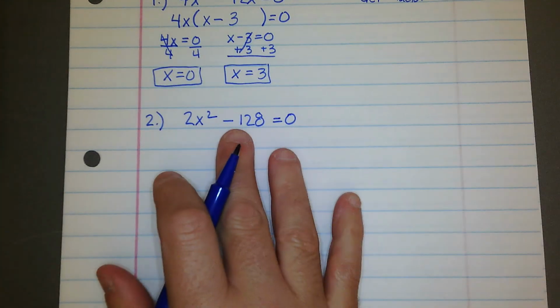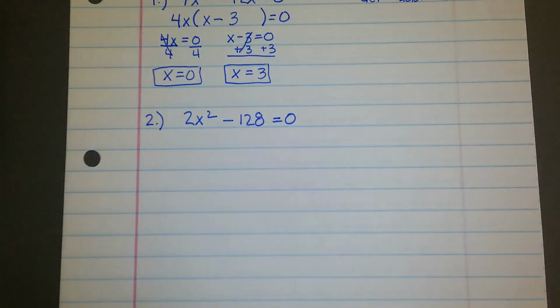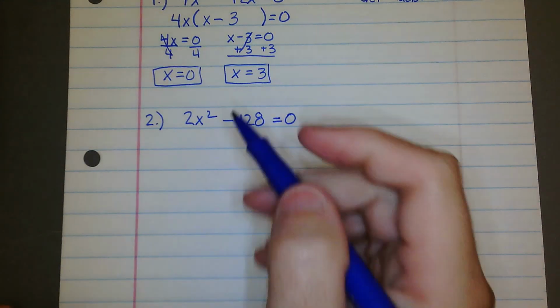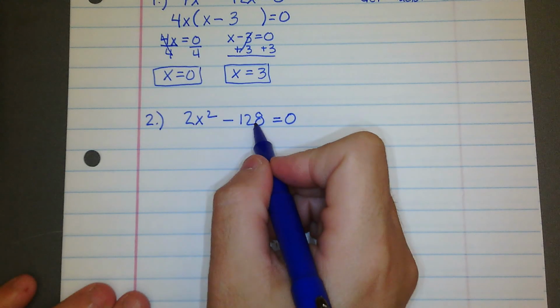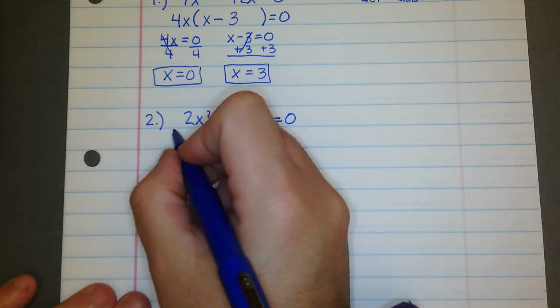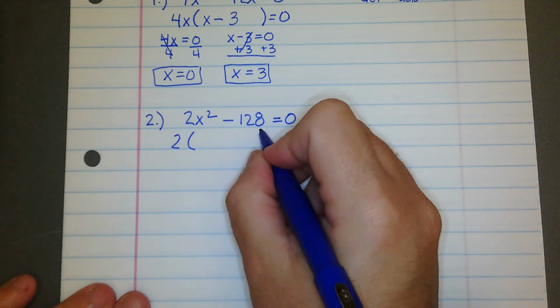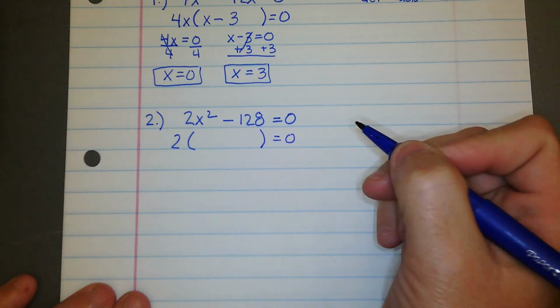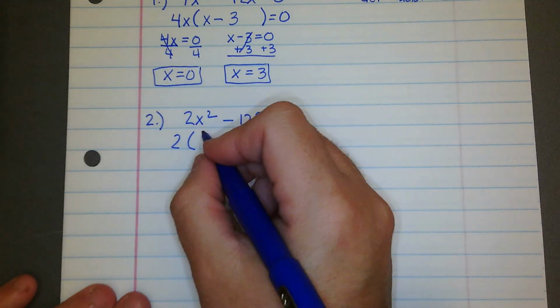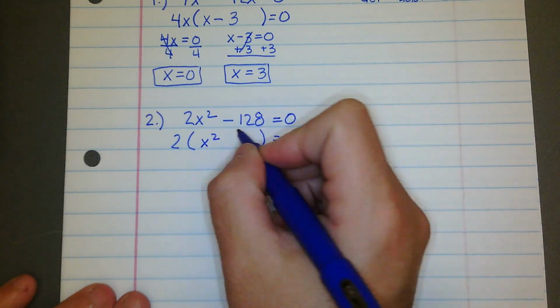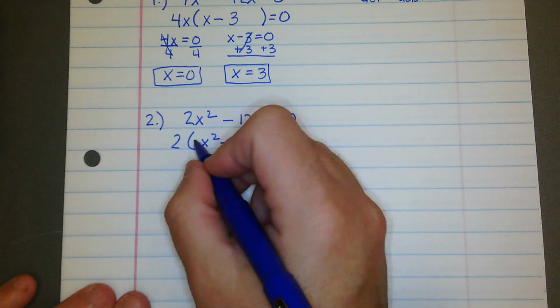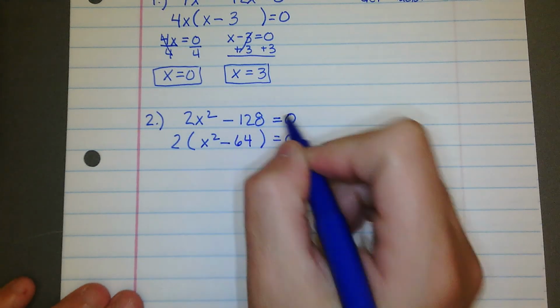It's not a difference of two perfect squares because I can't take the square root of 2. So this has to be a GCF. A GCF to start. Good grief. It's got to be a GCF. So let's take a 2 out. It's been a long day. Divide this by 2. You get x squared, minus sign, 128 divided by 2, 64.